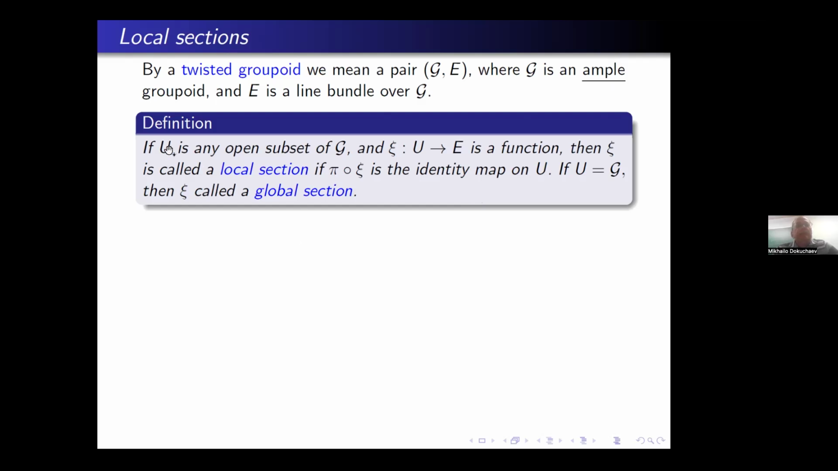So take any open subset U of the groupoid, and a function from U to E is called a local section if the composition of pi with this section is the identity map. So what is it? It is just the choice of representatives of fibers over U. So we consider only fibers over this open subset, and in each fiber we just choose a representative. So this is a local section, and if U is the entire groupoid, then we will call this a global section.